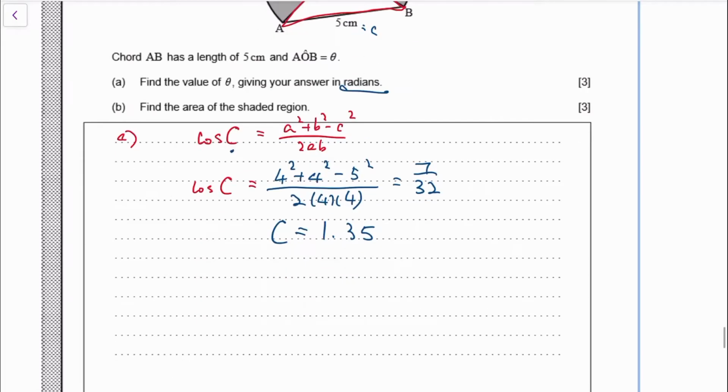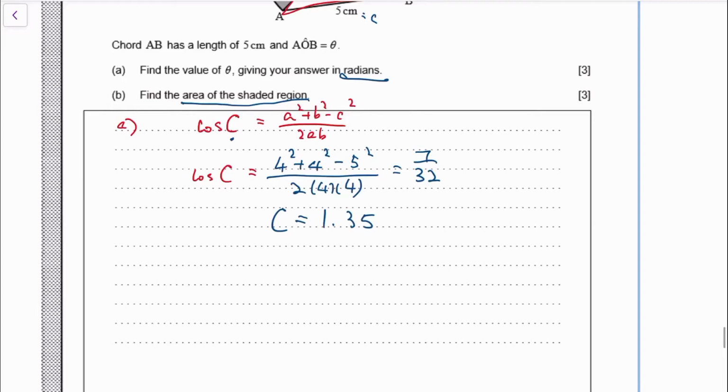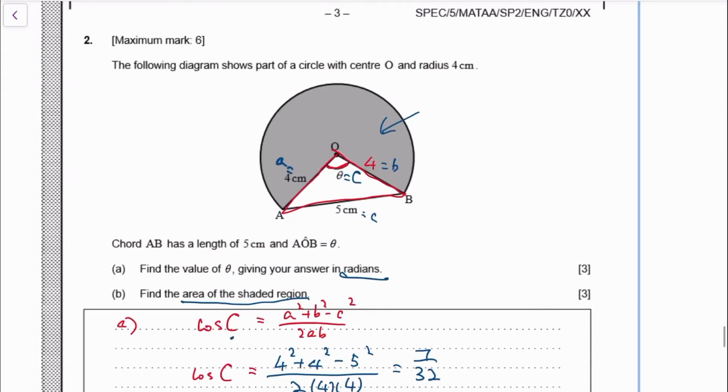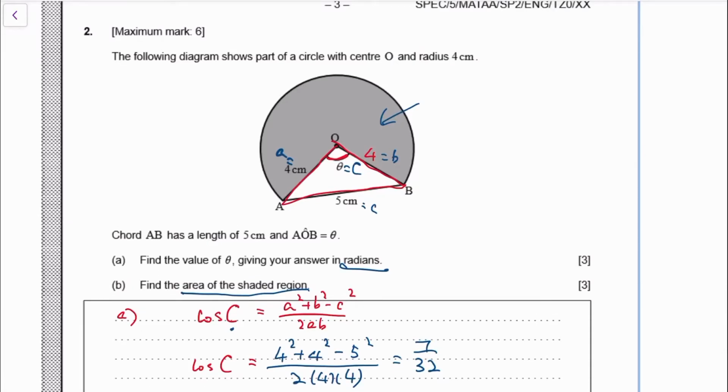Okay, find the area of the shaded region. Oh, that's why they want us to use radian. So do this. If you go to the formula booklet, there is a formula on the area of a sector. Oh, by the way, that's a sector. So the area of a sector, according to the booklet, is half r squared times theta, where theta is the angle of the sector. So pretty much this angle.